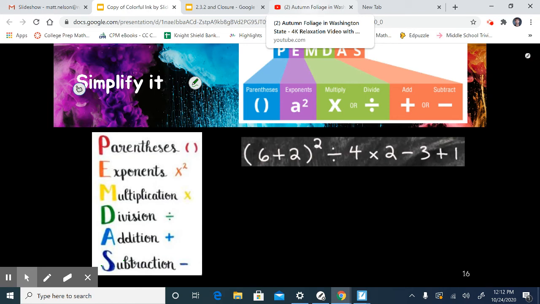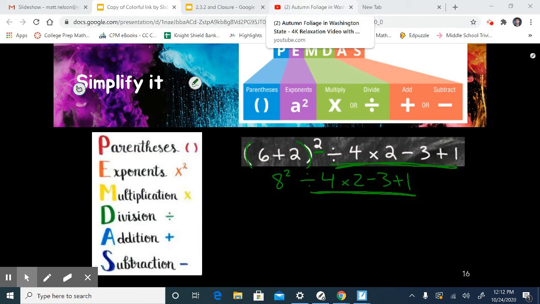All right, so let's go through it together now. Let's take a look at our parentheses. We do see parentheses to start, actually. 6 plus 2, that's going to give me 8. So now I have 8, and I still have this 2 right on the outside. So 8 to the second power, or 8 squared, divided by 4 times 2 minus 3 plus 1. Notice I'm rewriting this exact same part of the expression. I'm not going to try to shortcut anything and do multiple steps at a time.